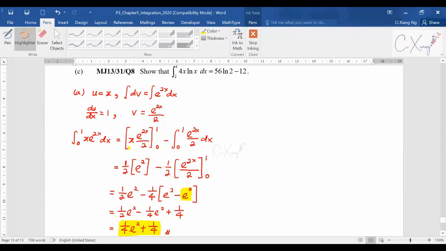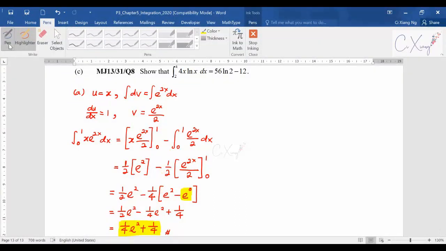So you can see that for this example, I substituted the limit before I applied the integration at the second part of the answer. You can do it this way, or you can complete the whole integration first, and then straight away substitute in the limit. The answer should be the same.